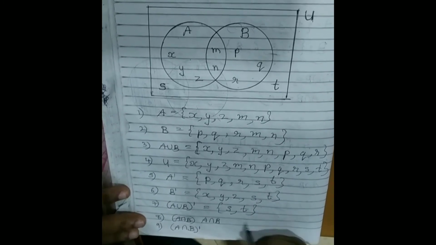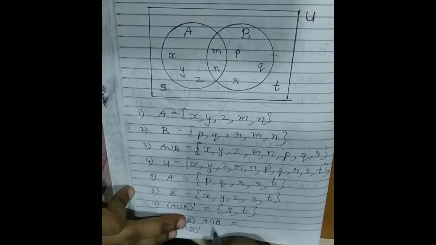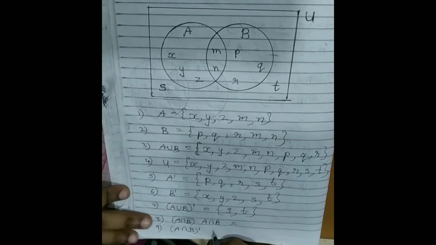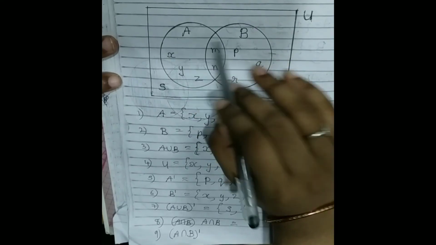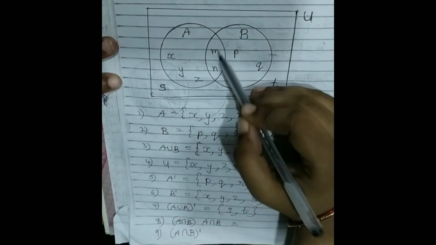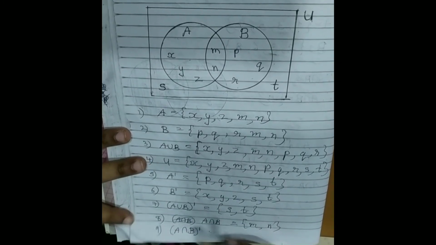Now A intersection B. What are the elements? A intersection B means, clearly you can see, what is common in A and B? M and N.